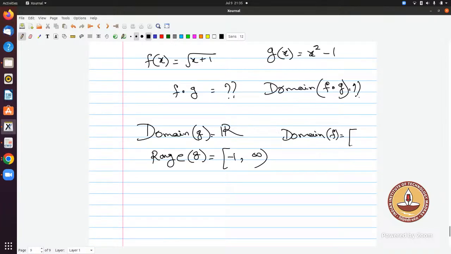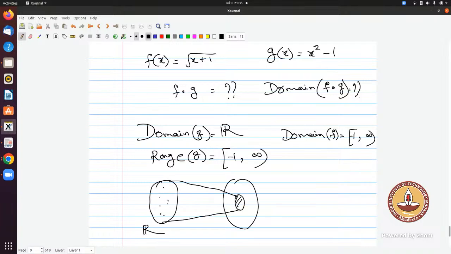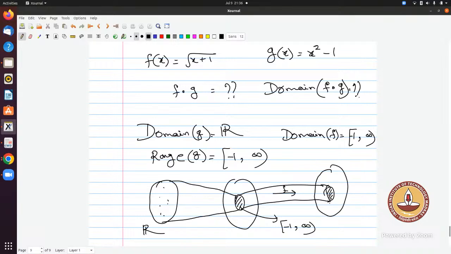The domain of f is also minus 1 to infinity, as we have seen. So I can apply f on the range of g. For g, I am taking everything from R and applying g, and I get something in minus 1 to infinity. On this I can apply f, because indeed it was the domain of f, so I can apply it and I will get something here.